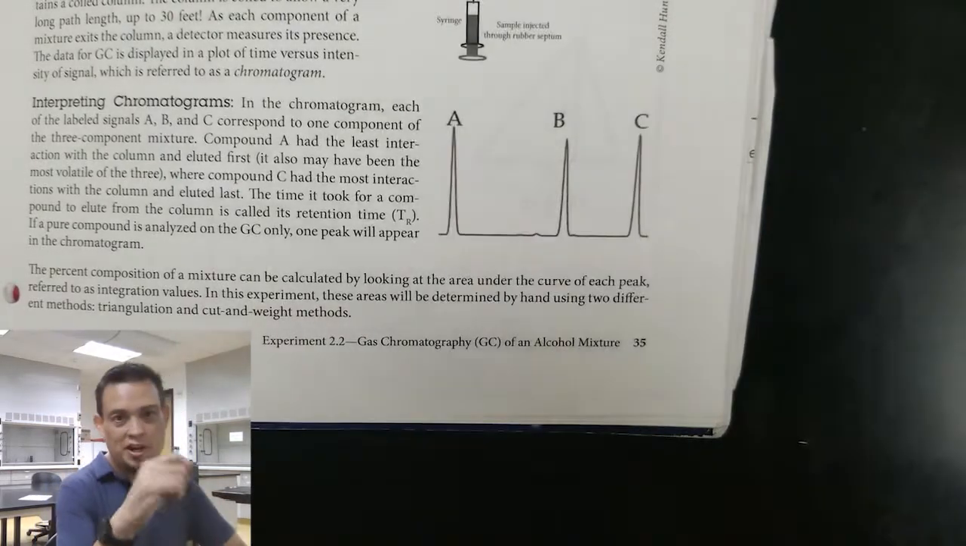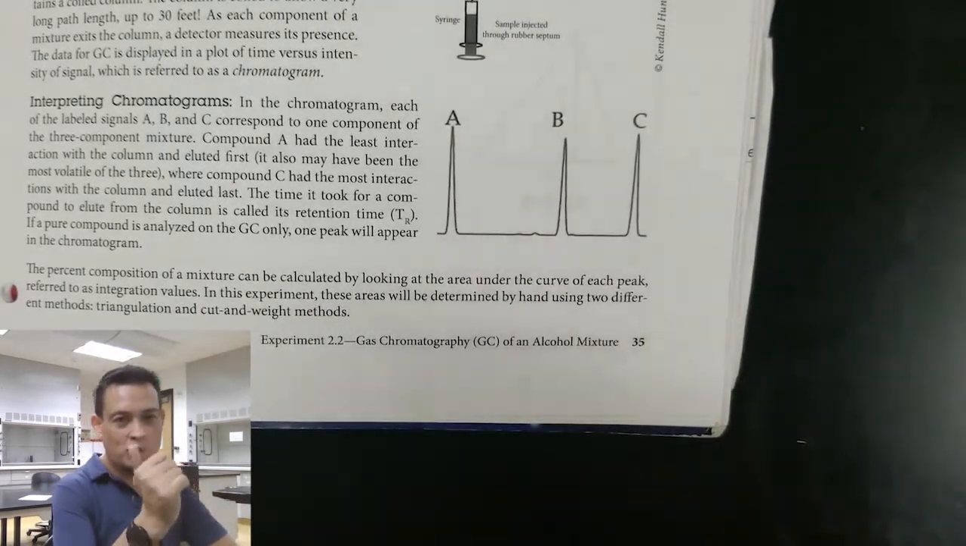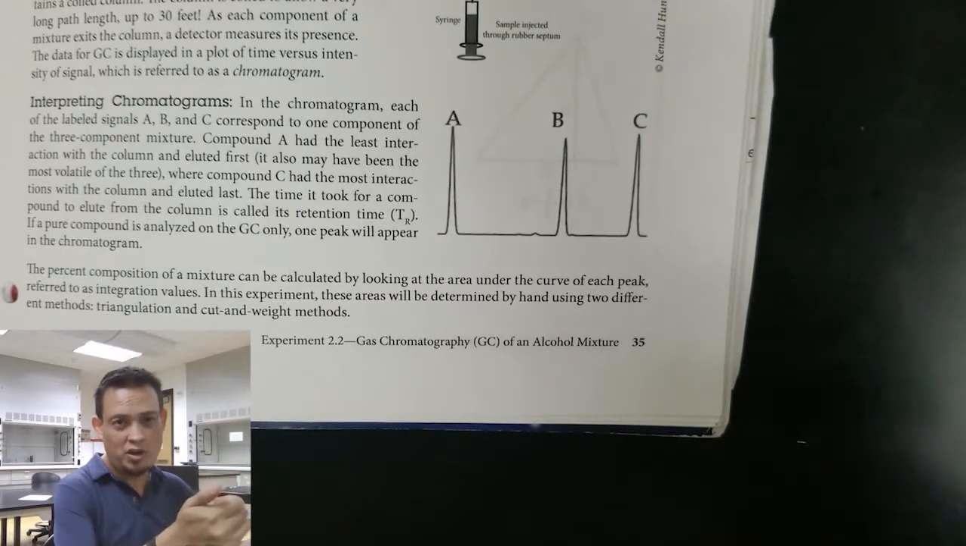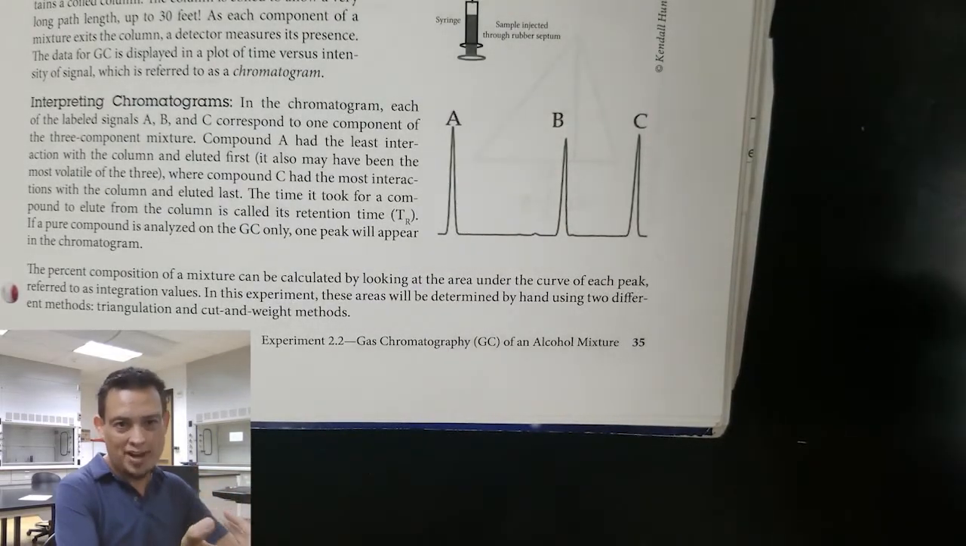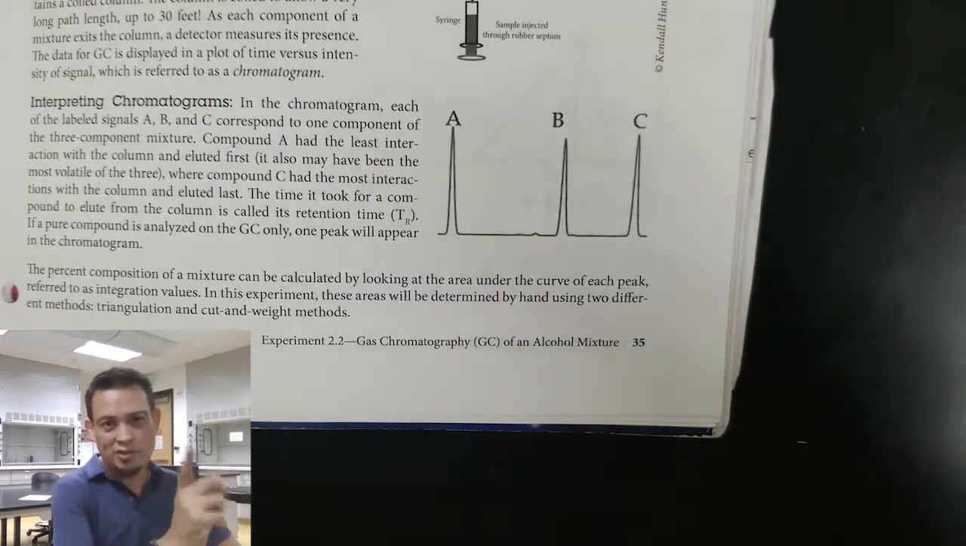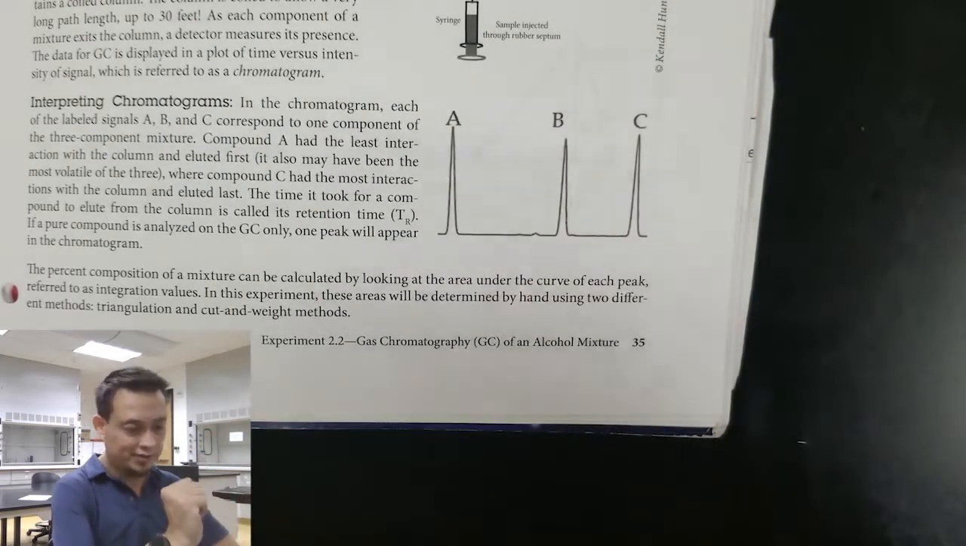I just want to mention that the three compounds we're separating are 1-propanol, 1-butanol, and 1-pentanol. They're all alcohols. They're all polar organic compounds. The main difference between them is their mass.